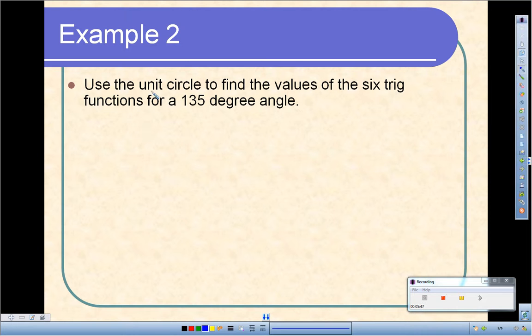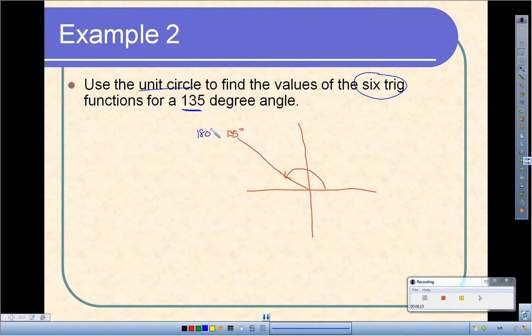It says use the unit circle to find the values of the 6 trig functions for a 135 degree angle. So again, the first thing I'm going to do is see where 135 degrees is, and that would be in quadrant 2, somewhere approximately right there. So there's 135 degrees. After you've found what quadrant it's in, you need to figure out what the reference angle is. So in quadrant 2, the way you find the reference angle is do 180 minus the angle, and so then that'll give you the reference angle, and in this case it will be 45 degrees.